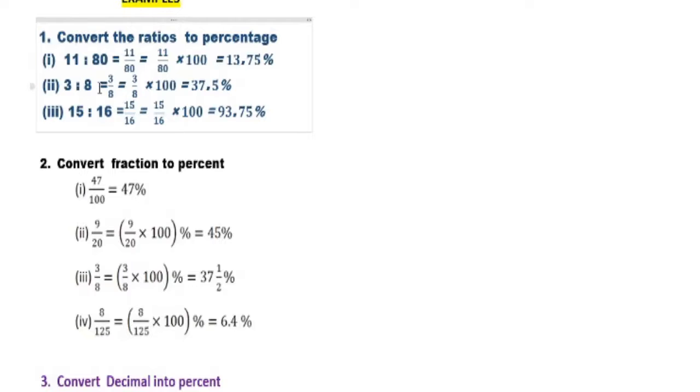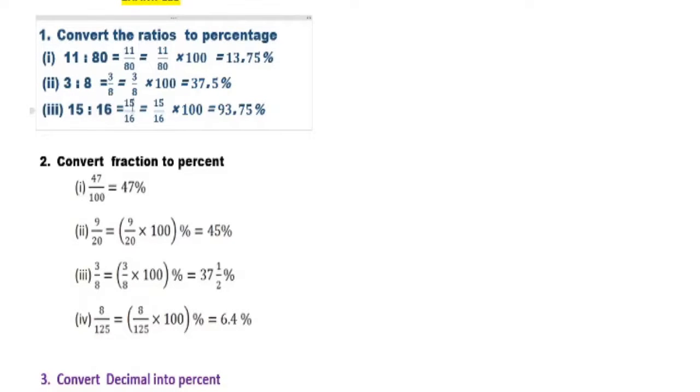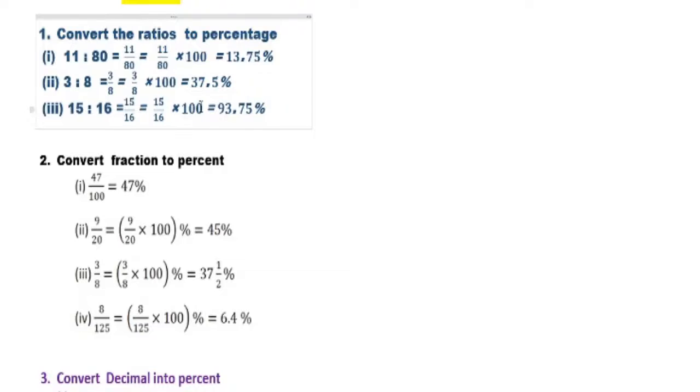Second one, 3:8, that is 3/8. Now converting into percentage, 3/8 multiplied by 100 is equal to 37.5%. Similarly, 15:16, for converting into percentage, we can write 15/16 into 100. You have to multiply it, then divide by 16, then you will get 93.75%.